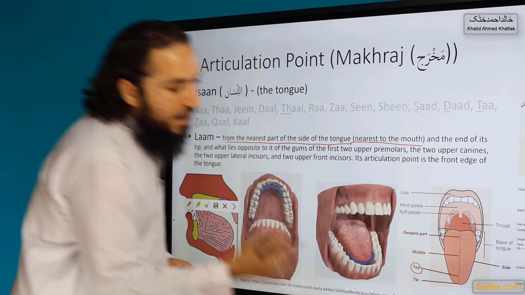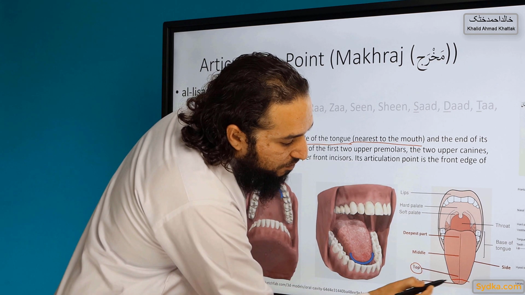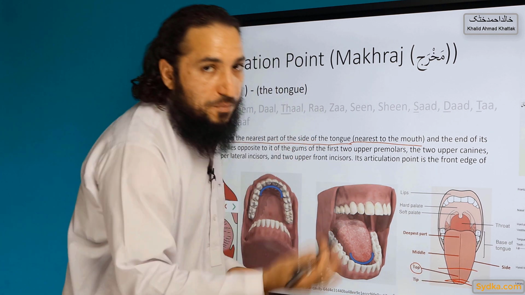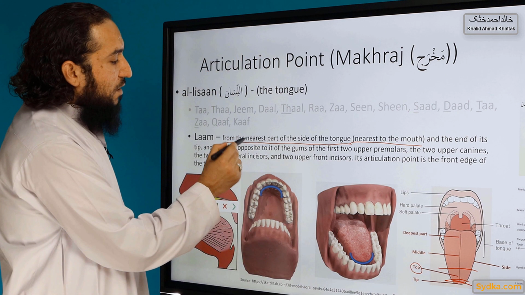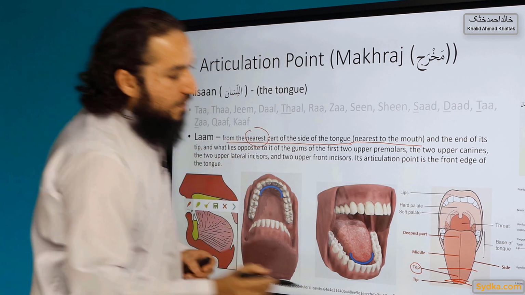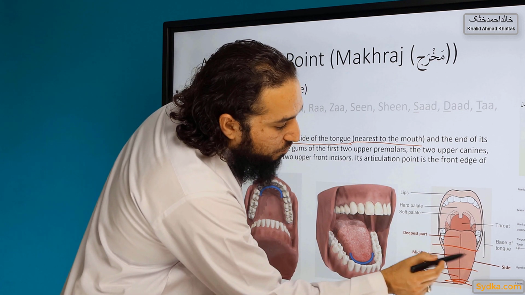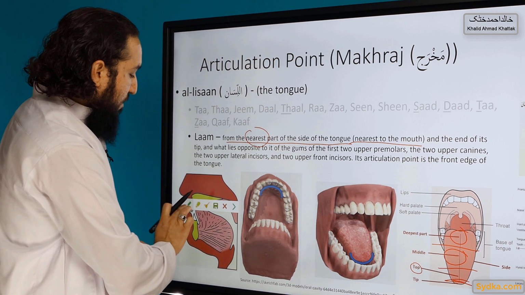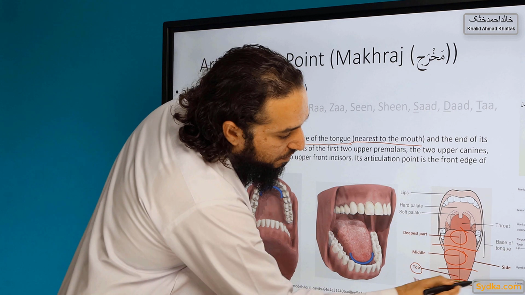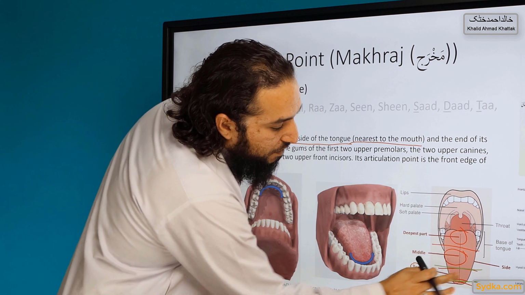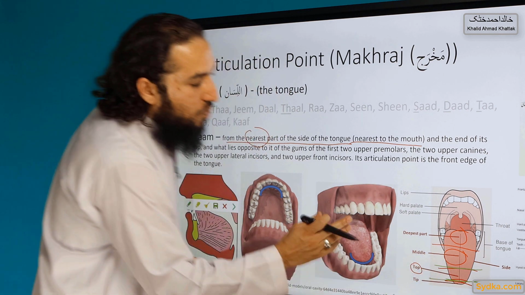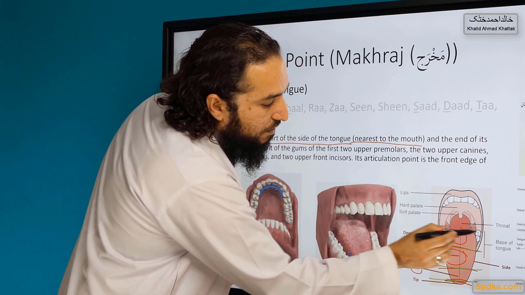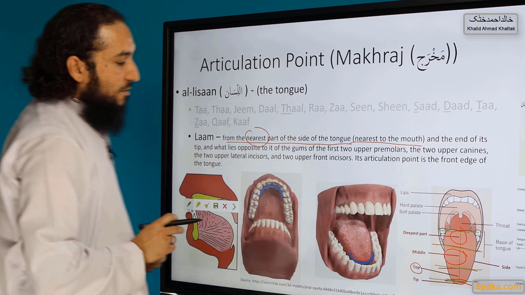So again, we divide the tongue into a few parts. The first part would be the tip of the tongue, and then we have the top of the tongue, which is called the nearest part as well. Then the other one would be the middle of the tongue, and this is the deepest part of the tongue. So this first one is the tip of the tongue, this one is the top of the tongue, or the nearest part of the tongue, this is the middle part of the tongue, and this is the deepest part of the tongue.